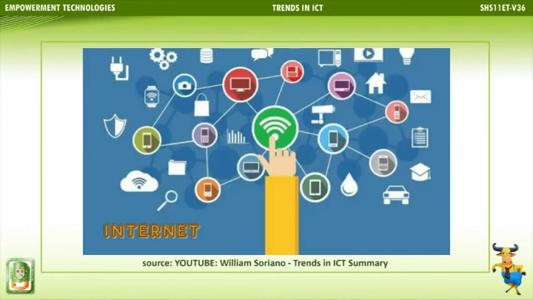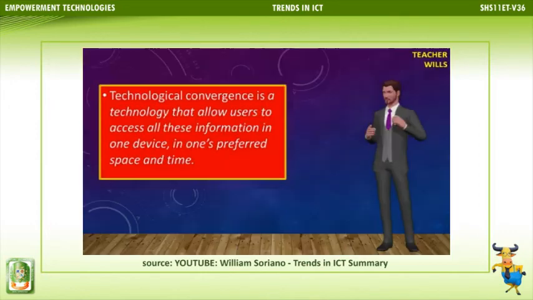The internet is the single most important example of technological convergence, as almost all types of entertainment such as TV, radio, books, movies, games, and so on are all available online. In short, technological convergence is a technology that allows users to access all this information in one device, in one's preferred space and time.